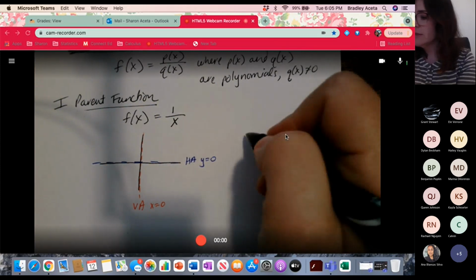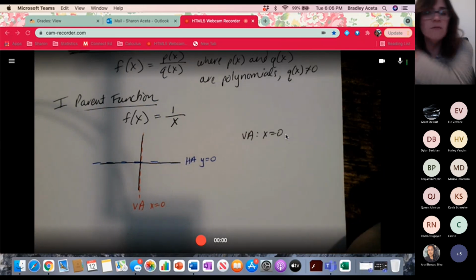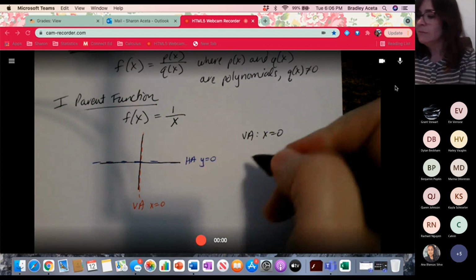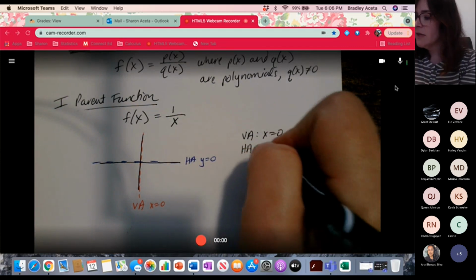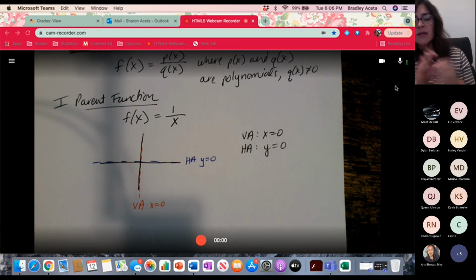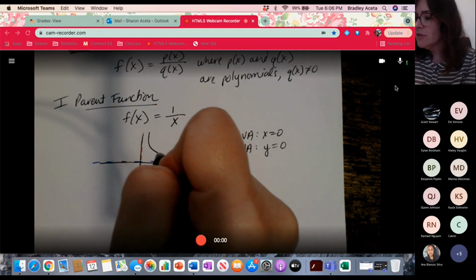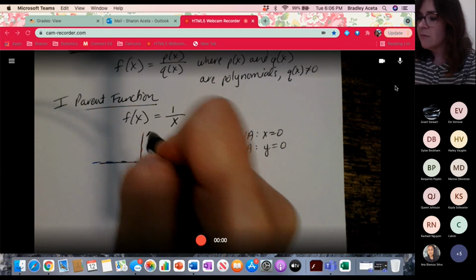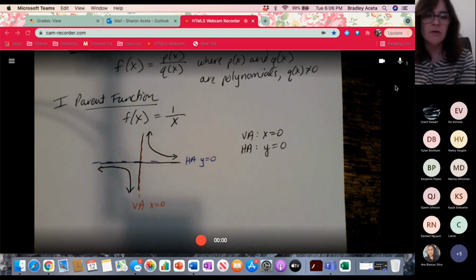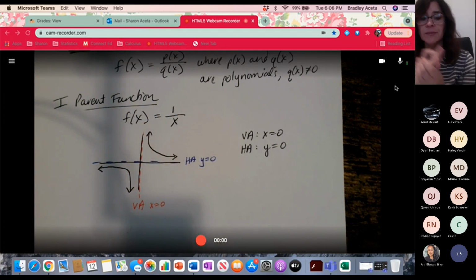So something to write down for the parent function, you have a vertical asymptote at x equals 0. And all vertical lines, remember, are written as x equals. And you have a horizontal asymptote at y equals 0. So all horizontal lines are written as y equals. Then in the parent function, you have these hooks. You have a hook there in quadrant 1 and then a hook over there in quadrant 3.